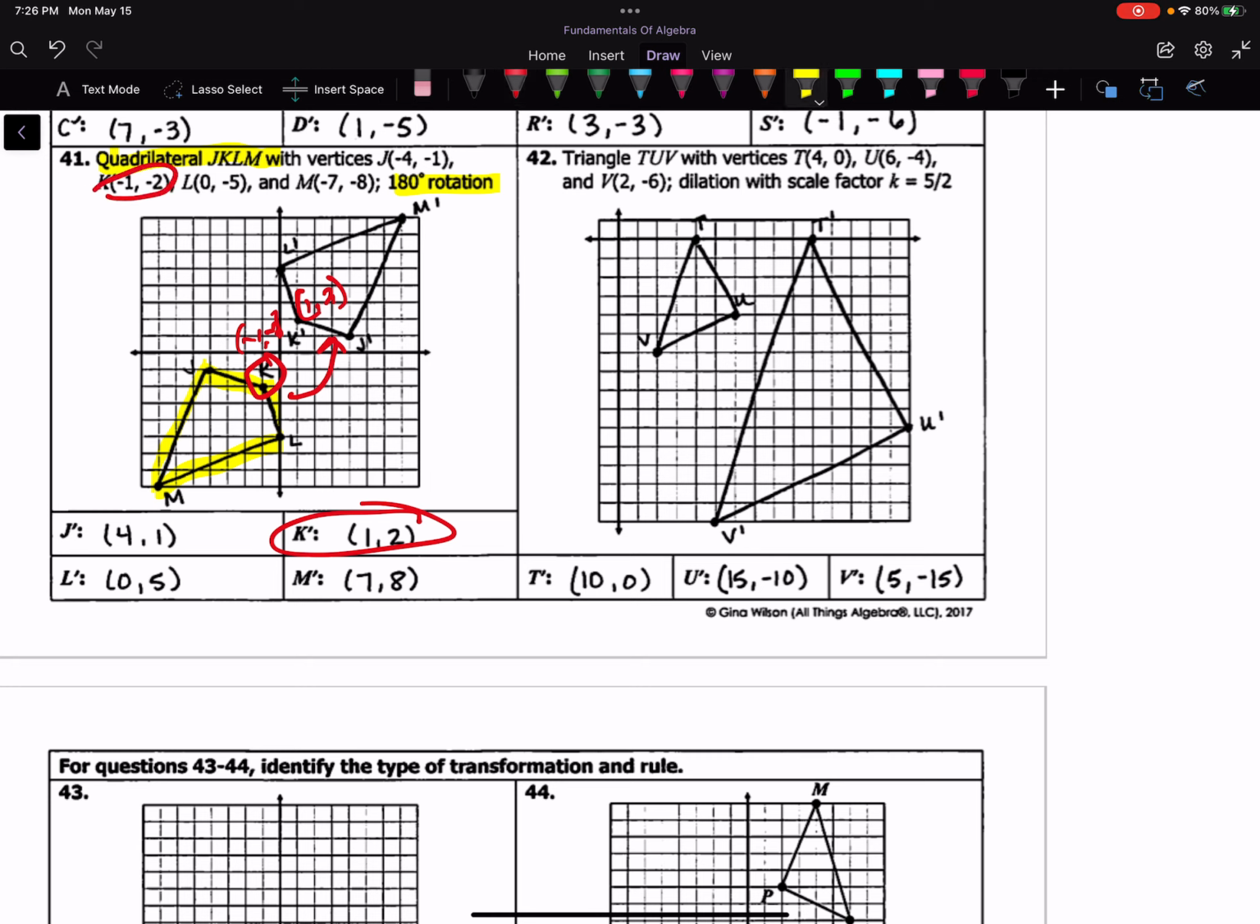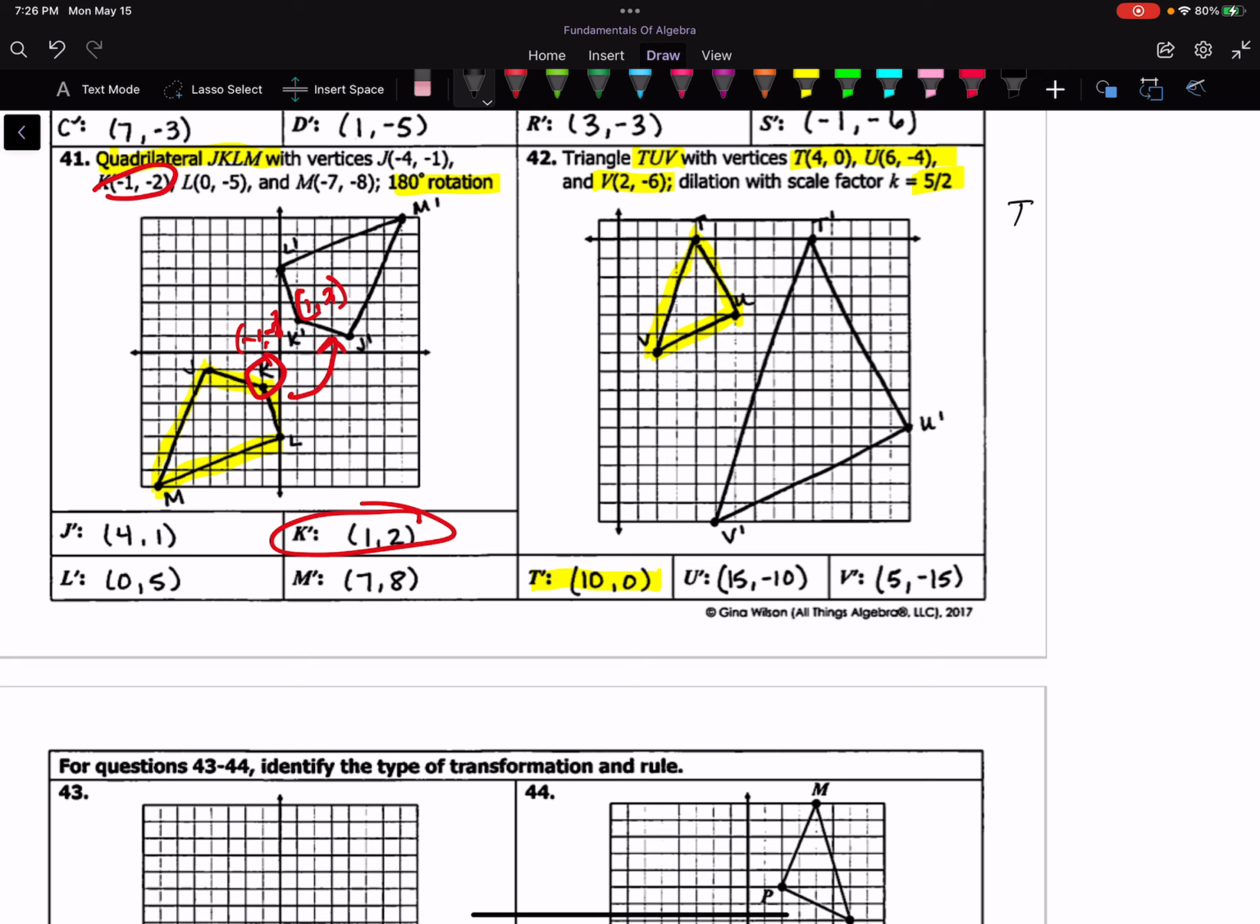Now we're going to do a scale factor, triangle on a triangle. There's our triangle, TUV. Our scale factor is 5/2, which means it's going to be an enlargement. So we just multiply by 5/2. Let's just do T first. Let's just do that one by hand.